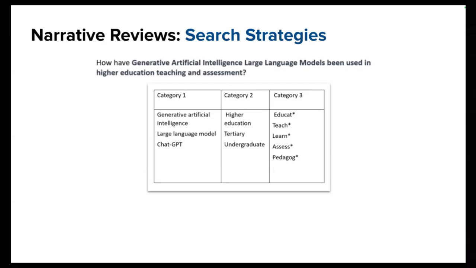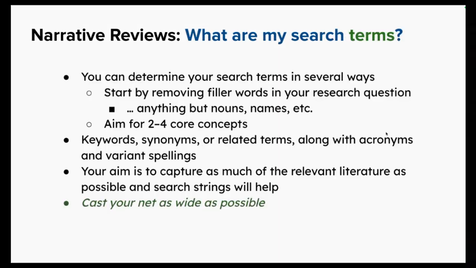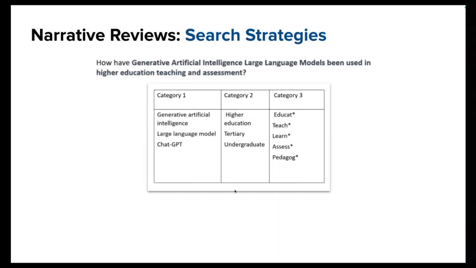Here's an example. So going back, when I said remove anything but filler words in your research question, here's a sample research question. So how have generative AI, large language models, how have they been used in higher education, teaching, and assessment? And so you can see, looking at the top row of this table, this researcher has extracted 3 different categories. The first one being generative AI and LLMs, and then the second one being higher education, and then lastly, education, teaching, and assessment, really. And so they've taken out all of these other filler words like how have, been used, and really, again, just focusing on the core nouns in their research question.